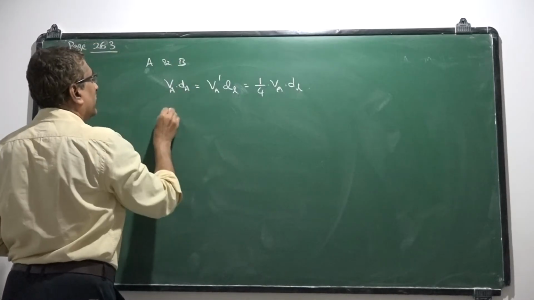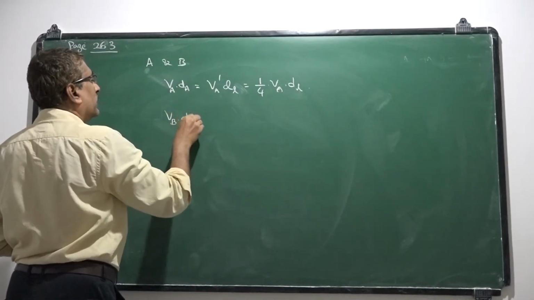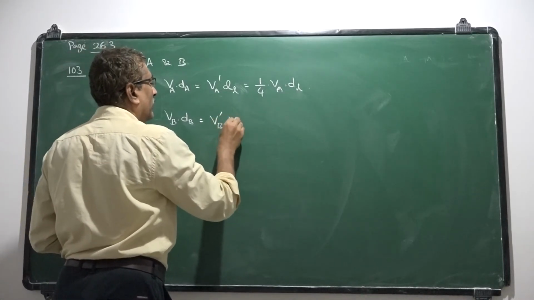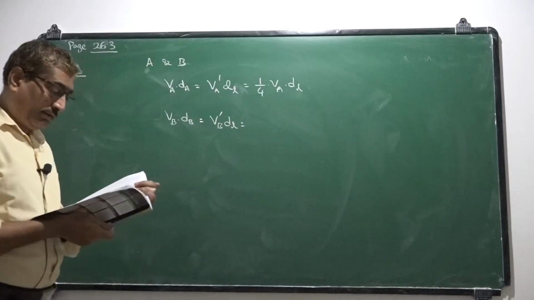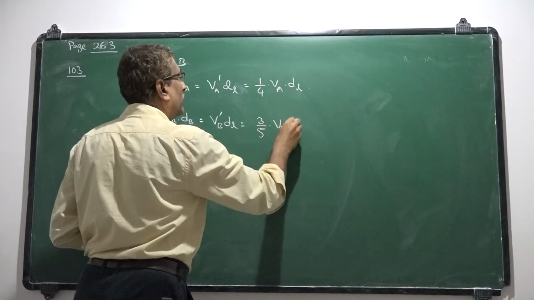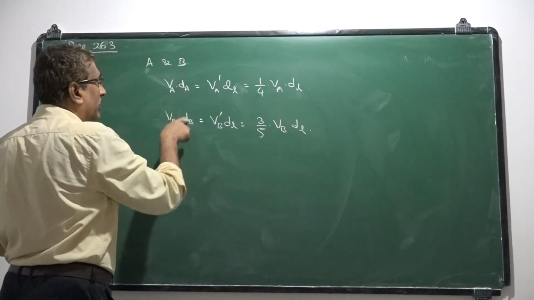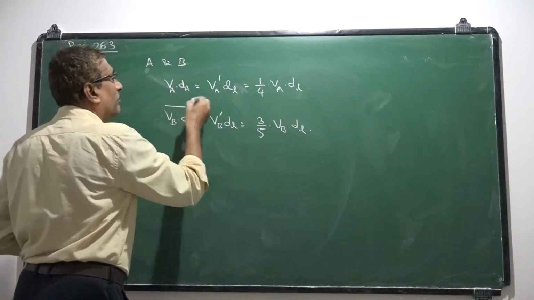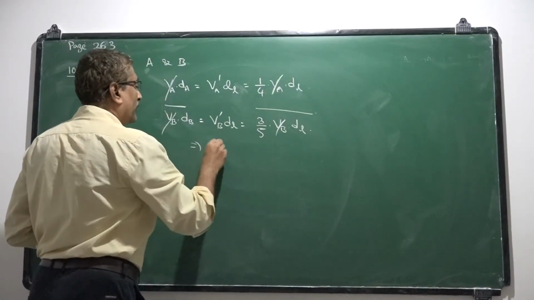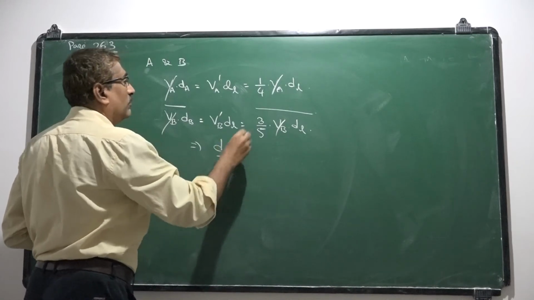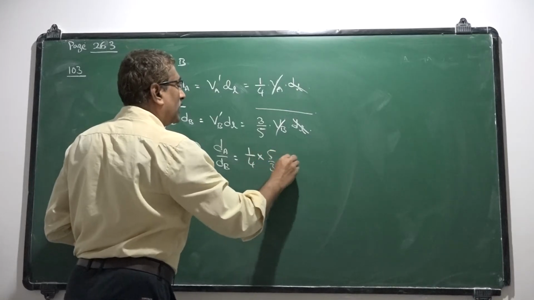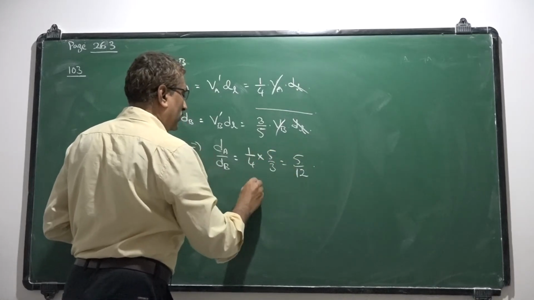Now for the case of B, VB into density of B is equal to the volume of block B inside the liquid into density of the liquid. It is given 3/5, so 3/5 VB into the density of the liquid. Now we have to calculate the ratio of these two, so divide. VA gets cancelled and here also. That implies density of A by density of B, the density of liquid also gets cancelled, is 1/4 into 5/3. That is 5/12. So the answer is 5:12.